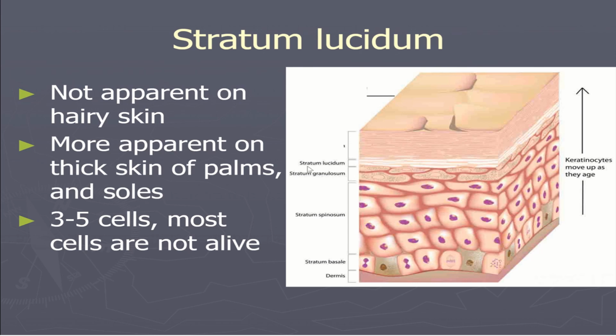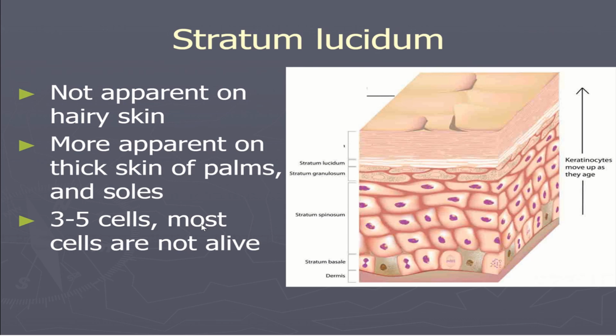And then we have stratum lucidum. This is not found in hairy skin, so anywhere where we have skin that has hair, we will not have this layer. Most of the body does not have this, but the palms of our hands and the soles of our feet do have this skin. And because we don't usually have hairy palms, although you could end up with a mutation that does give hairy palms and hairy soles. And then this is, again, 3 to 5 cells.